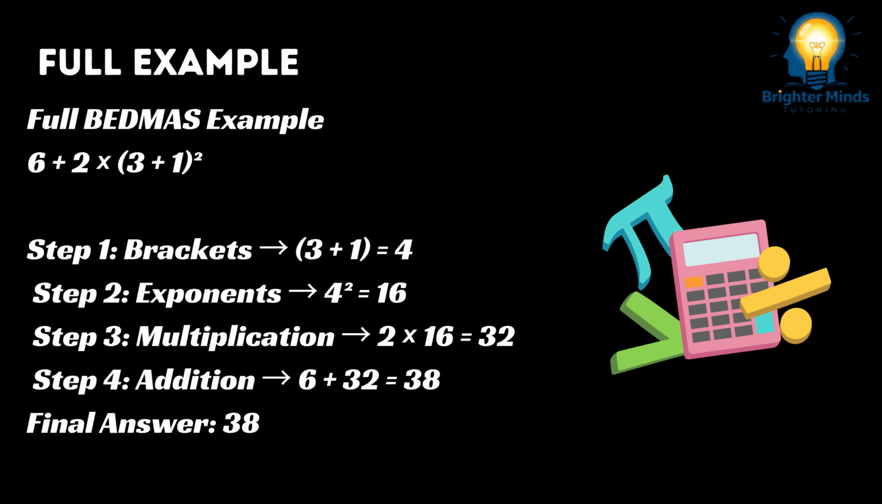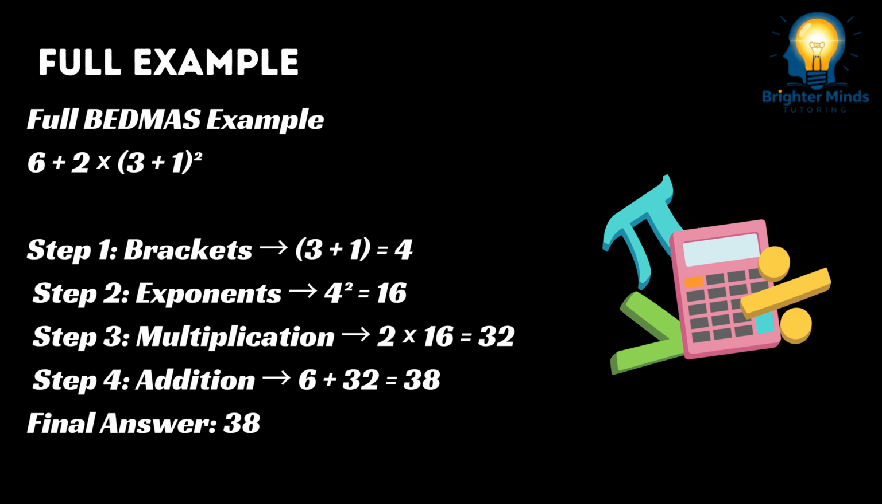Consider the expression 6 plus 2 times bracket 3 plus 1 raised to power 2. Step 1 is to solve the brackets. 3 plus 1 equals 4. Step 2 is to solve the exponent. 4 squared equals 16. Step 3 is multiplication. 2 times 16 equals 32. Step 4 is addition. 6 plus 32 equals 38. So the final answer is 38.